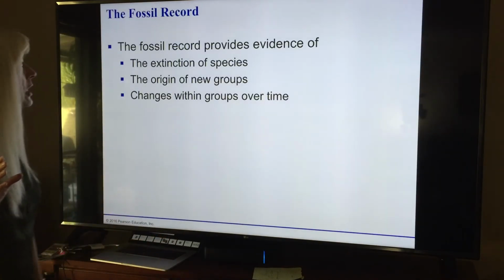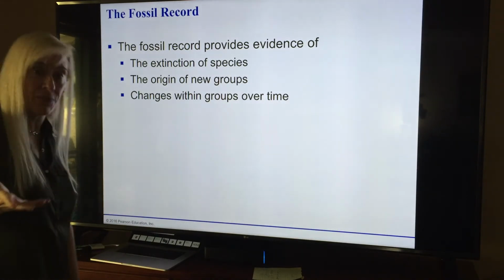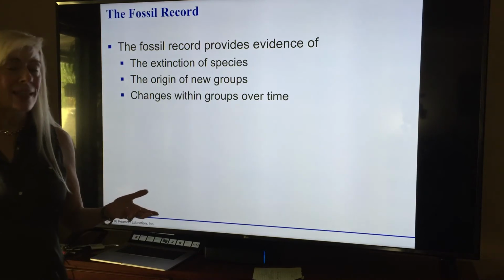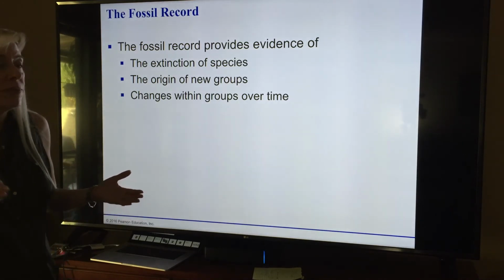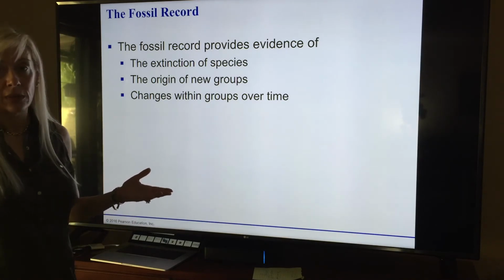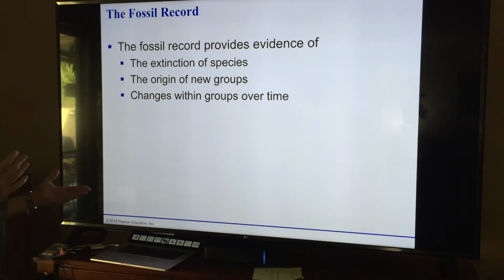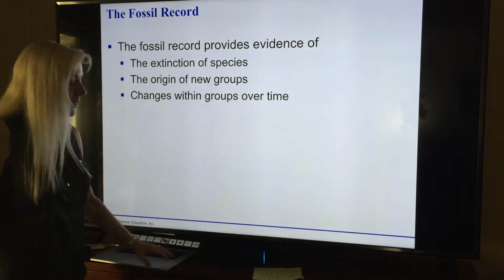Okay. So the fossil record, what does it provide? That species have gone extinct. Every species that's around now hasn't always been around. Fred Flintstone did not ride a brontosaurus to move rocks. It's not true. He didn't. Okay? So the fossil record shows the origin of new groups and changes within groups over time.